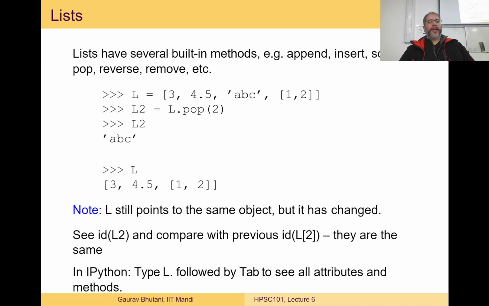There, append I have shown. There is also an insert to insert an object somewhere. Sort, reverse, remove, and so on. All these functions are available. Okay, so you should try it out yourself to see that since L2 has 1 item from L, it will make sense that Python does not create a new memory space. So you will see that the ID of L2 and the ID of L of 2, which was where ABC was initially, should be the same, but do check it out yourself when you play around with these things.